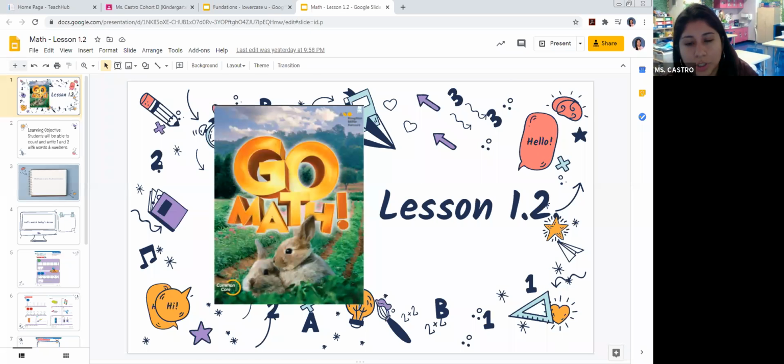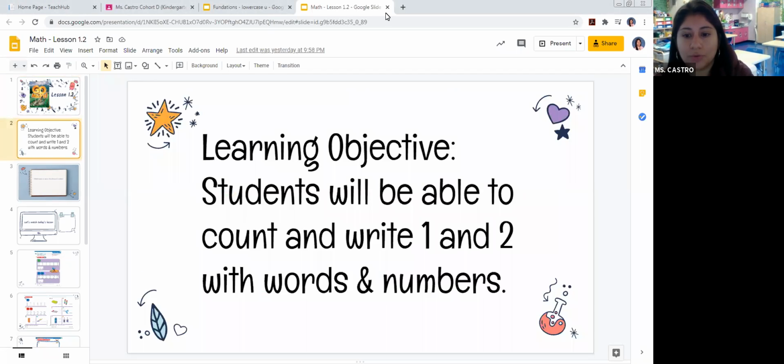Okay, boys and girls, today in math, we're going to continue with our lesson 1.2. So that's chapter 1, lesson 2. And most of you, I'm sure, have your Go Math books. It's the one with the two cute bunny rabbits on the cover. And today, students will be able to count and write the numbers 1 and 2 with words and numbers.